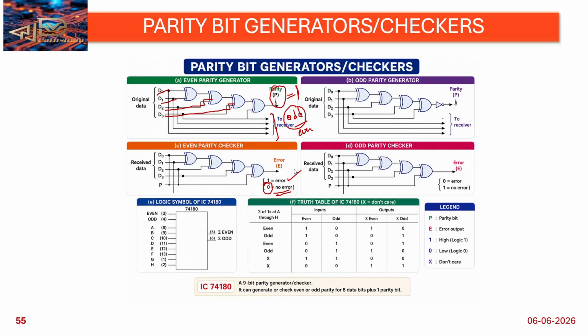So next, even parity can check these values. What are the inputs I'm giving here?